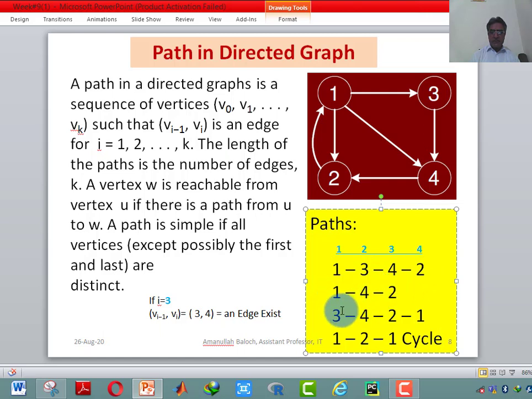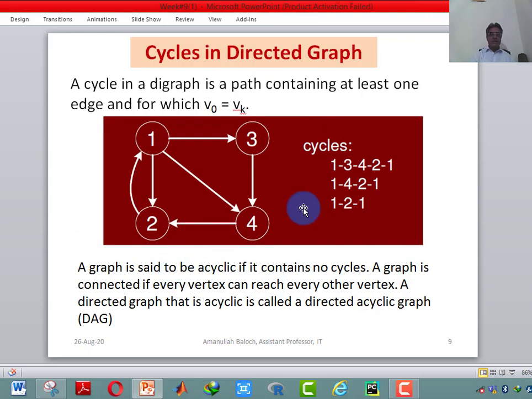While the above three paths are simple, because the first is distinct from the last. But here the first and the last are the same node, so it is a cycle, from 1 to 2 and 2 to 1. Here is another cycle from 1 to 4, 4 to 2, and then 2 to 1. So many cycles exist in this graph, as well as many paths. There is a difference between a simple path and a cycle. A cycle is a path, but it is not a simple path. In a simple path the first and last nodes are distinct, while in a cycle the first and last nodes are the same.